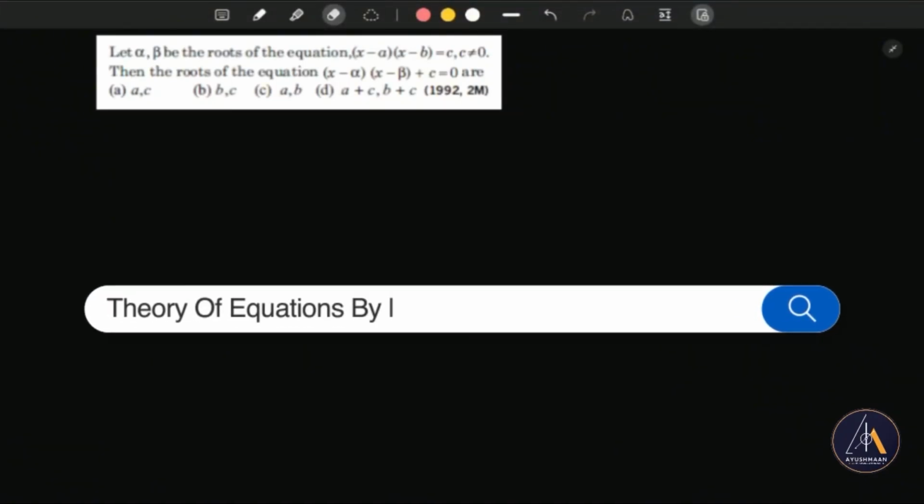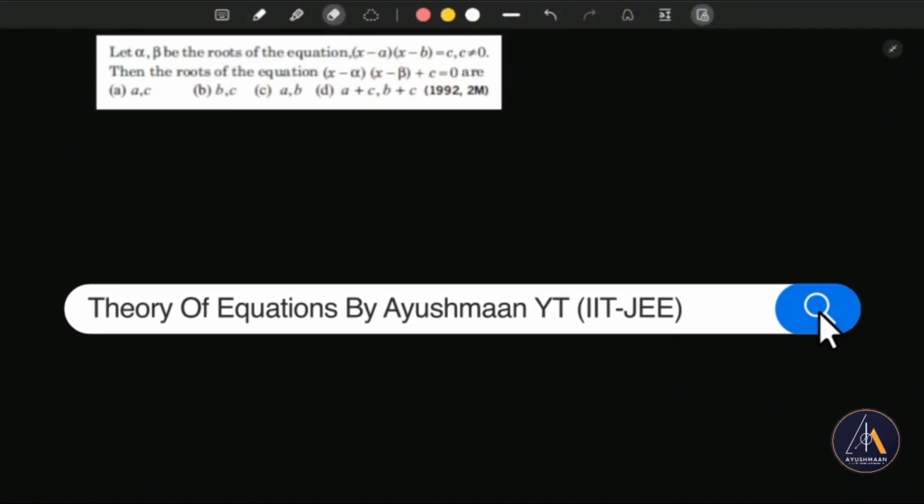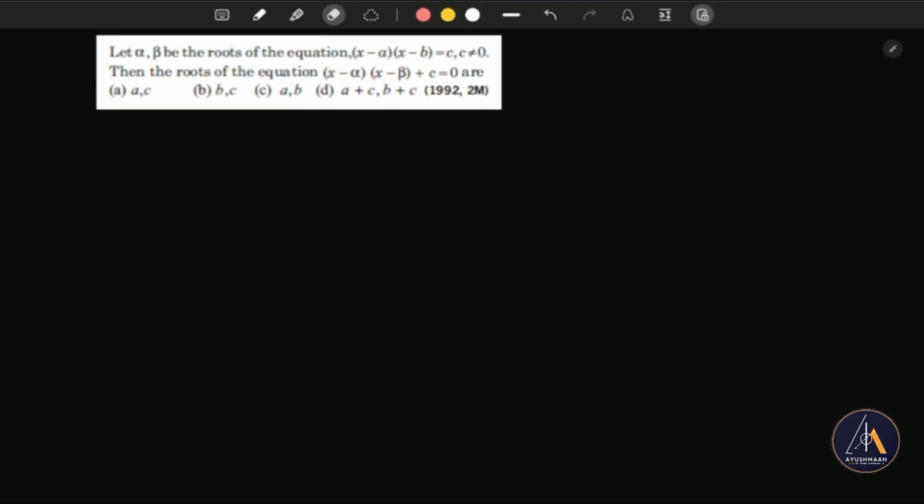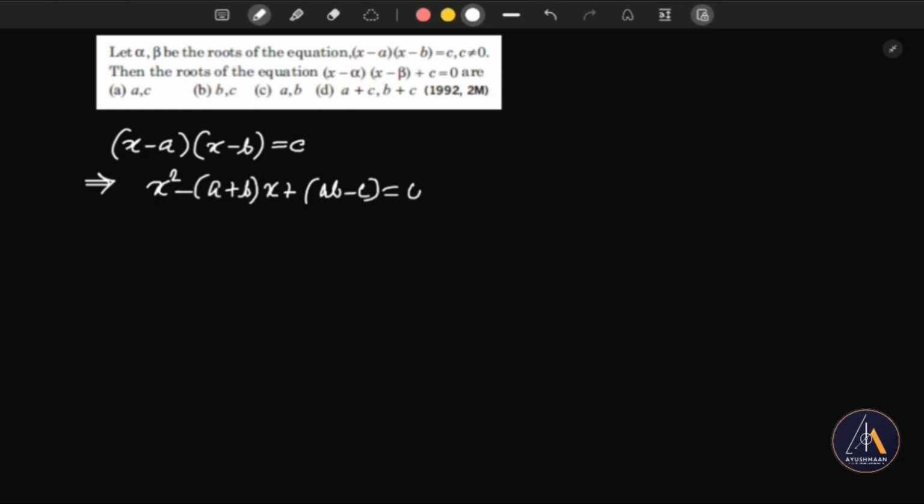इस क्वेश्चन में हमें दिया है, let α, β be the roots of the equation (x − a)(x − b) = c, c ≠ 0. Then the roots of the equation (x − α)(x − β) + c = 0 are... तो पहला इक्वेशन हमें दिया है, that is (x − a)(x − b) = c. ब्रैकेट को ओपन करके सिंप्लीफाई करेंगे, हमें मिलेगा x² − (a + b)x + ab − c = 0.